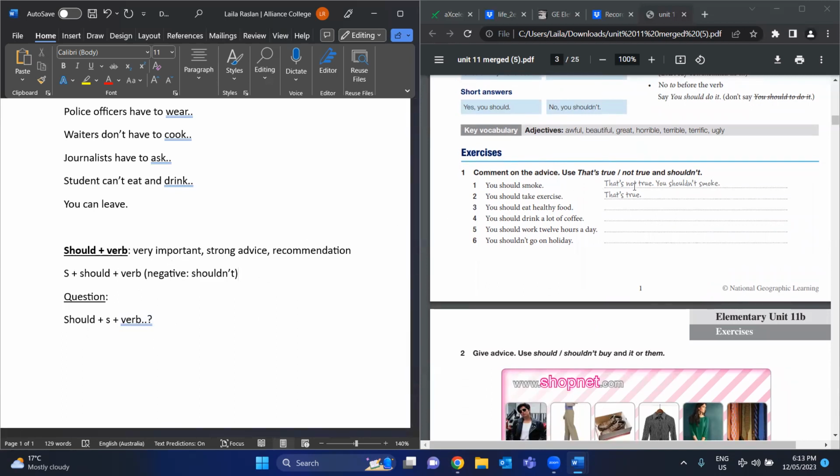So number 1, you should smoke. That's not true. You shouldn't smoke. Because you don't want to give advice to someone to say you should smoke, right? No, you shouldn't smoke. That's a really good, strong advice to tell someone.